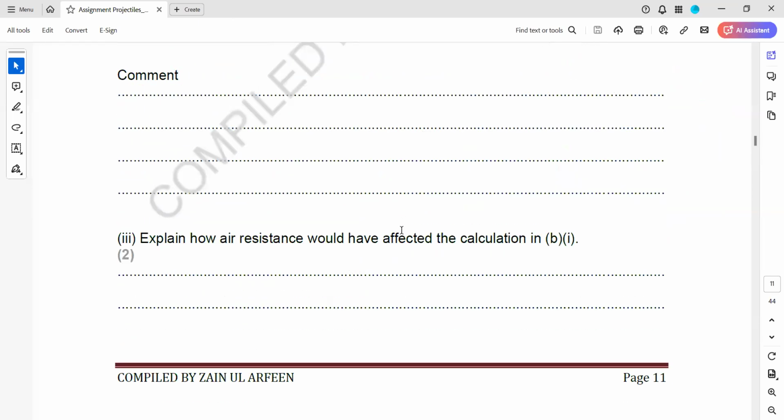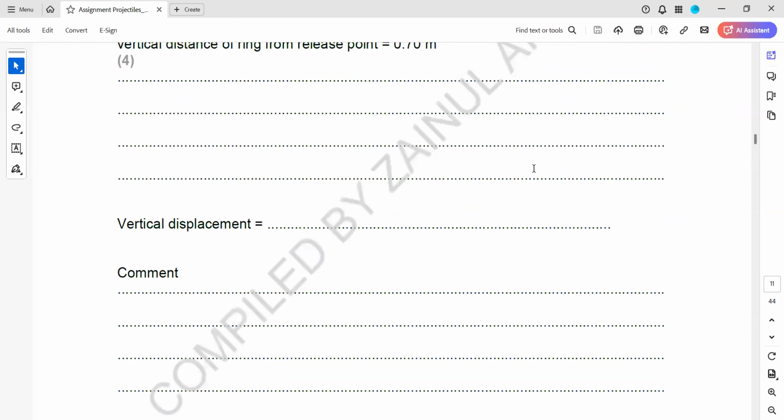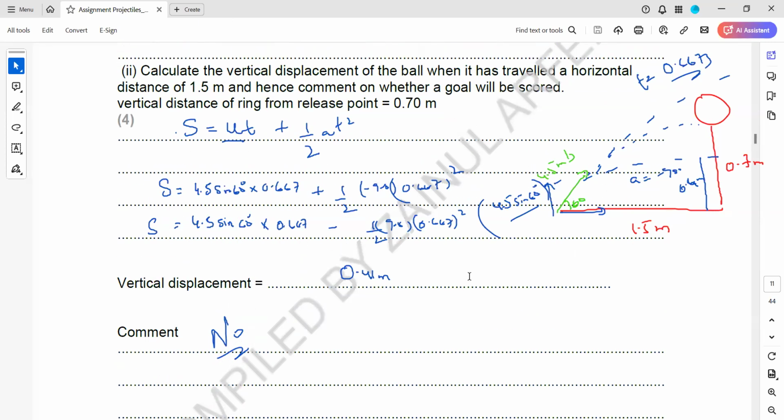Explain how air resistance would affect the calculation in B1. If there was air resistance acting, what will happen? Air resistance will affect the range, because maybe what we consider is the ball traveling 1.5 meter at a height of 0.4. But if there was air resistance acting, it will slow down the motion, so the ball may not cover the same horizontal distance. So the horizontal component will decrease as well for the ball.